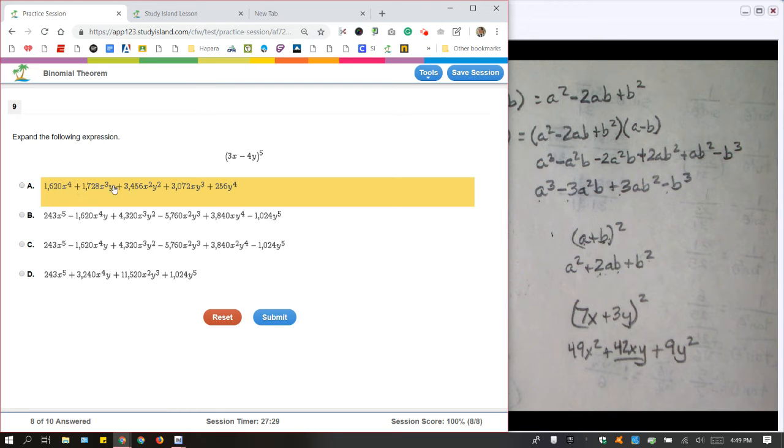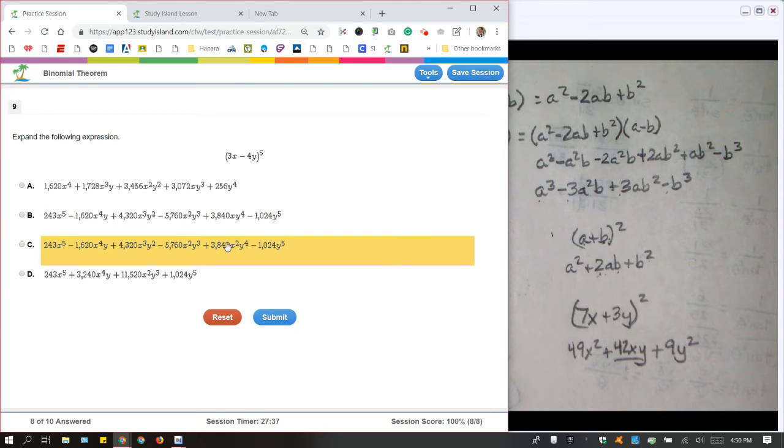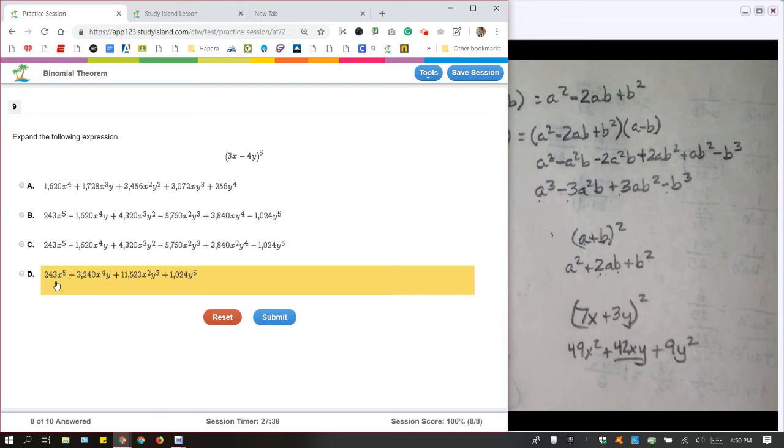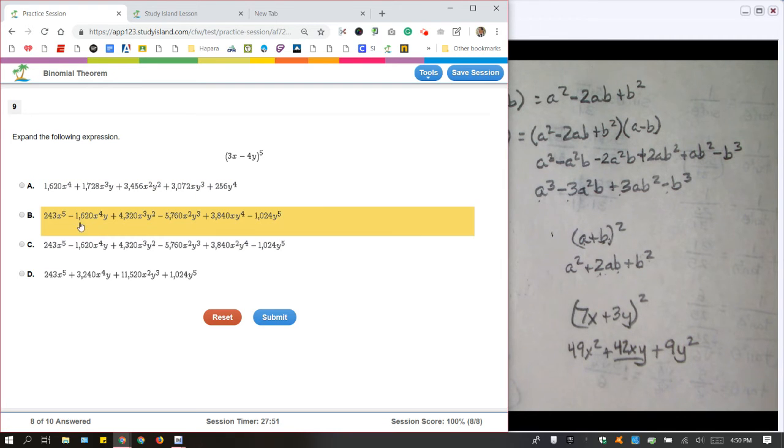A has 1, 2, 3, 4, 5 terms. B has 1, 2, 3, 4, 5, 6 terms. So maybe it's B. C has 1, 2, 3, 4, 5, 6 terms. So maybe it's C. D only has 4 terms. So we know it's going to be B or C. Again, the number of terms in the expanded polynomial is going to be 1 more than whatever that exponent is. So if it's B or C, that's what we're looking at.